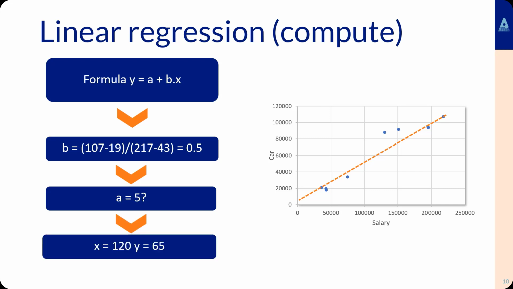for any given x. So taking the same value again, if we feed into our formula an x value of 120, we get an actual y value of 65. So what we were doing was a rough estimate and getting 61, and the formula gives us a value of 65. So that's the correct car value for a given salary of 120.